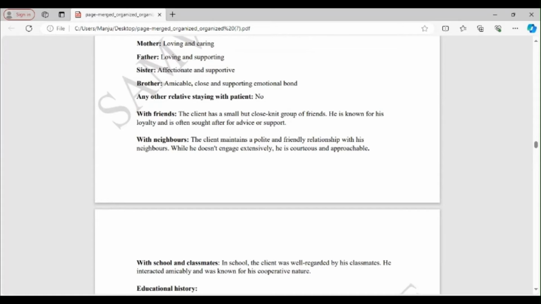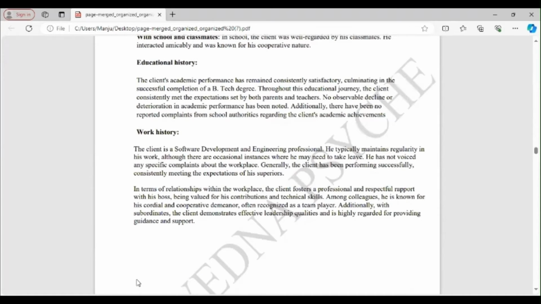With school and classmates, in school, the client was well regarded by his classmates. He interacted amicably and was known for his cooperative nature. Educational history. The client's academic performance has remained consistently satisfactory, culminating in successful completion of a BTech degree. Throughout his educational journey, the client consistently met the expectations set by both parents and teachers. No observable decline or deterioration in academic performance has been noted. There have been no reported complaints from school authorities regarding the client's academic achievements.